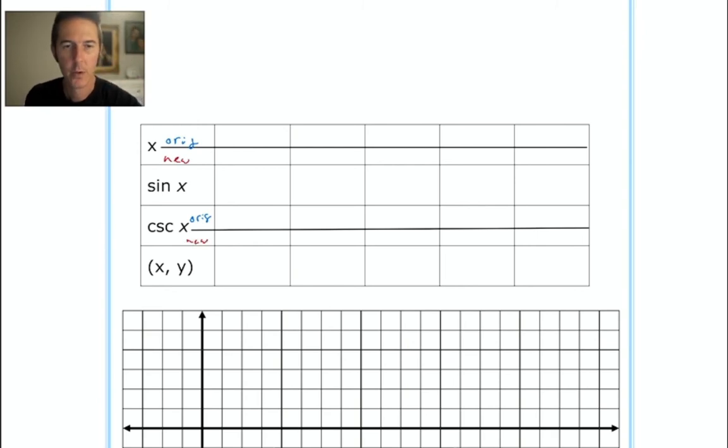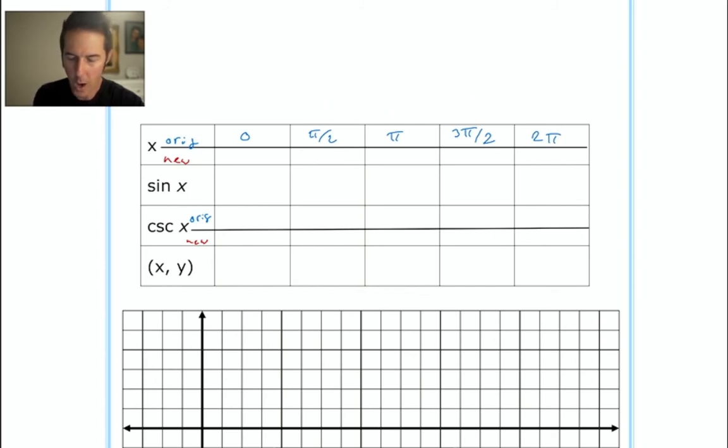There we go. So what were the original x coordinates that we were working with? We just scrolled up and said 0, pi over 2, pi, 3 pi over 2, and 2 pi. I said 1 pi over 2, 2 pi over 2, 3 pi over 2, 4 pi over 2. But same.